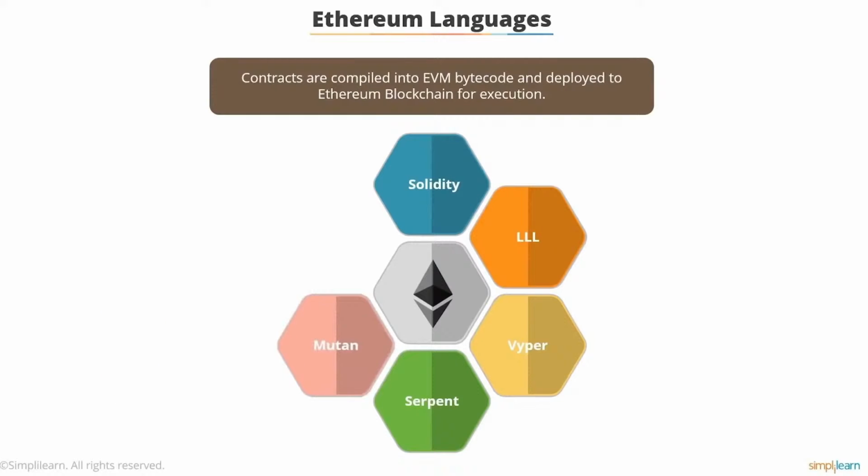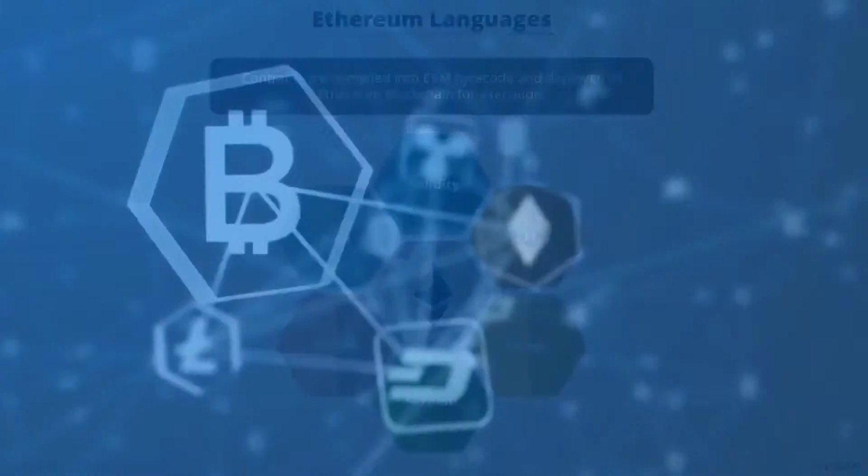The next language is Mutan. Mutan is a C-like language and supports a dynamic, full higher-level language. It compiles to native Ethereum assembler. However, Mutan is now deprecated. The last language is Julia. It is an intermediate language that can compile to various different backends like EVM 1.0, EVM 1.5, and EWASM. Let me now tell you about the accounts handled by Ethereum.